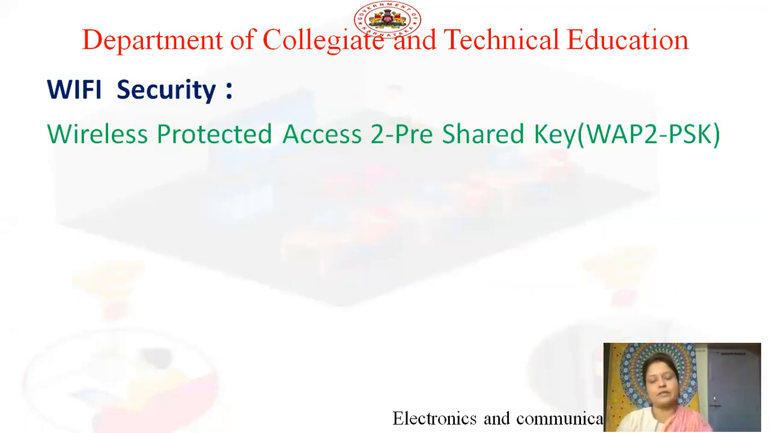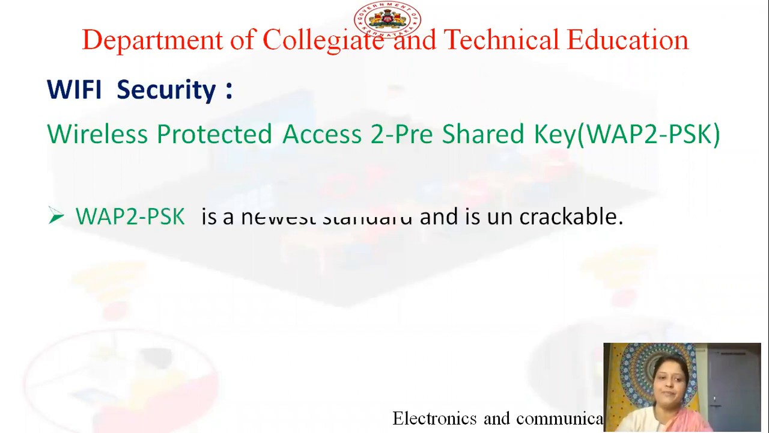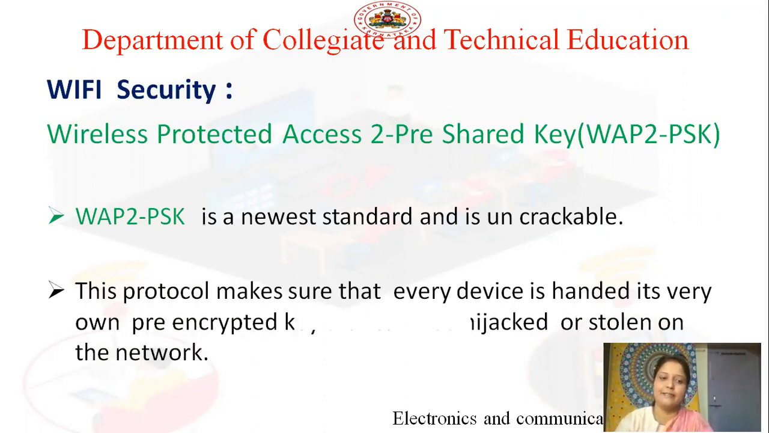The second type of protection is Wi-Fi Protected Access 2, that is pre-shared key, WPA2-PSK. This is the second type of security. WPA2-PSK is a newer standard and is considered uncrackable here. Means it cannot be hacked. Therefore, it is a very new standard here.